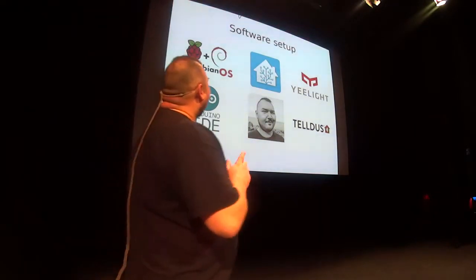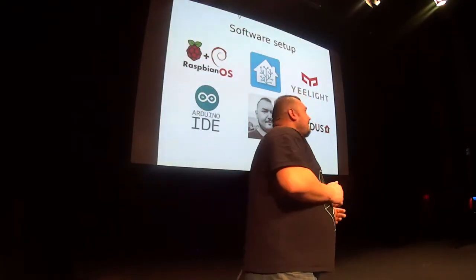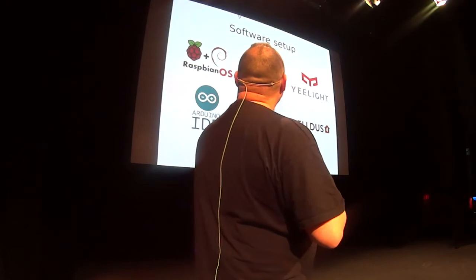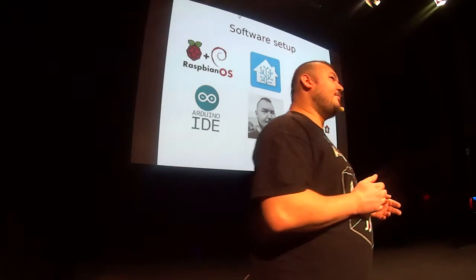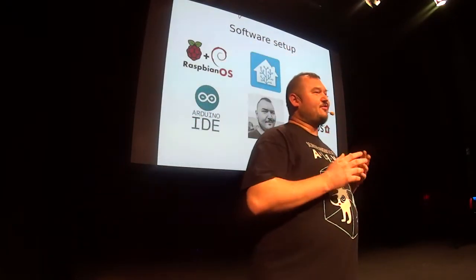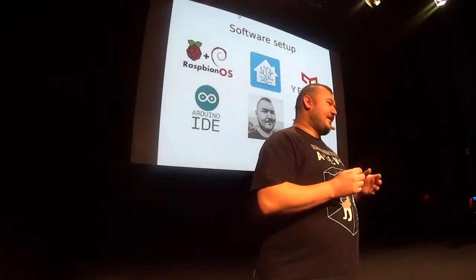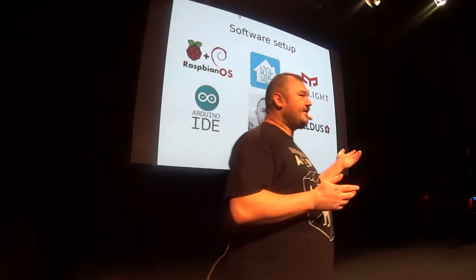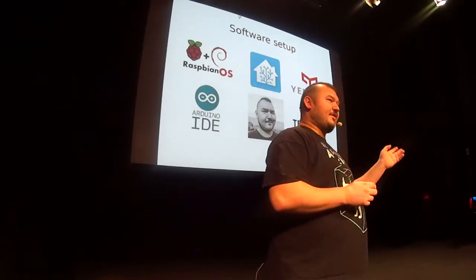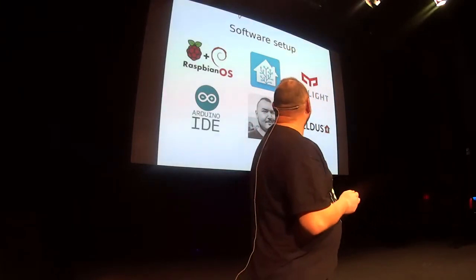So let's see a little bit about the software setup. I run it on Raspbian OS because I didn't want to use Hass.io because I want to have more control over the software. So I just ran normal Raspbian OS and then I installed Home Assistant on it, which you just install with a normal Python thingy, pip install.